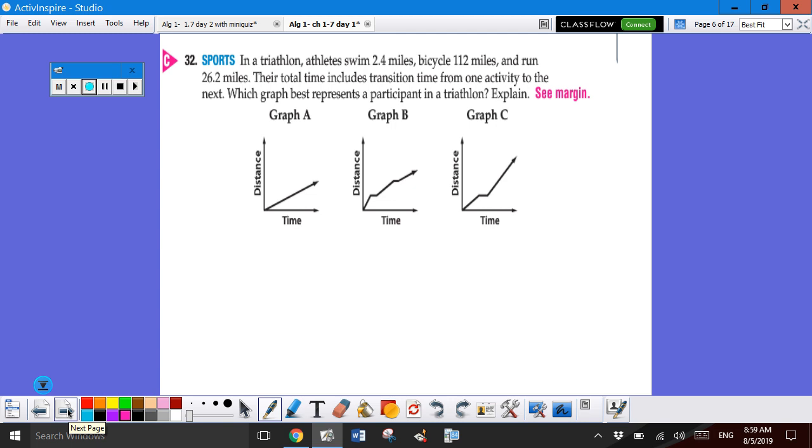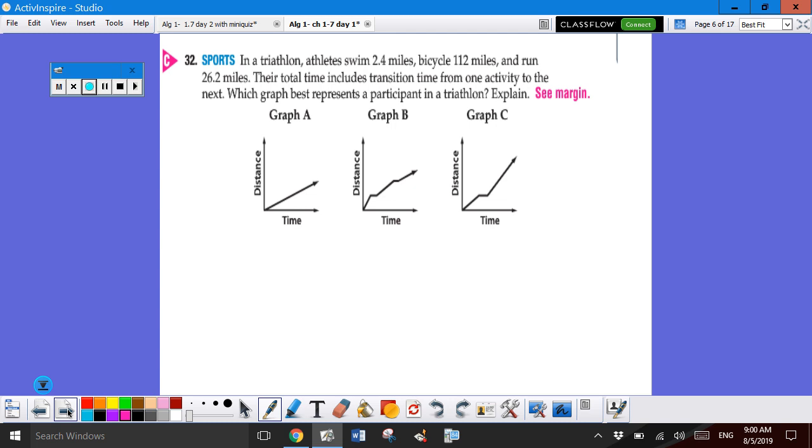Okay, 32, a triathlon. If you're not familiar with a triathlon, that is where they swim, bike, and run. They start out by swimming, and then they have to run up to where their bike is housed, change into their shoes, take their swim cap off, their goggles off, jump on the bike, go ride their bike, and then they come back. They take their shoes off, put the bike away, change into their running shoes, and then take off.